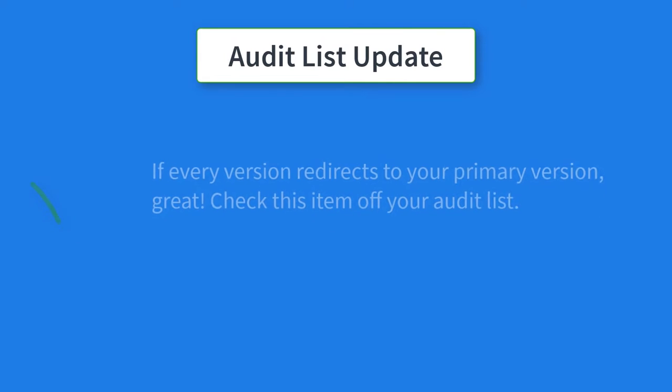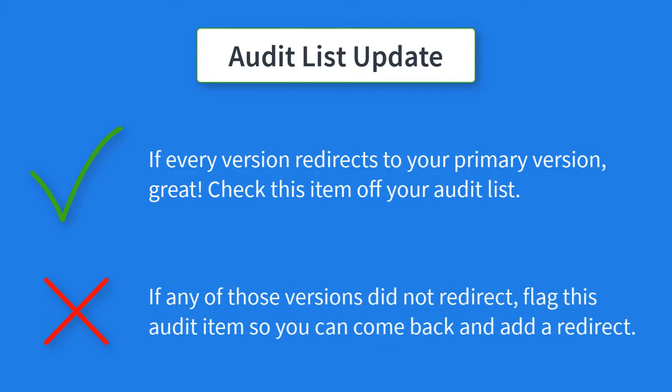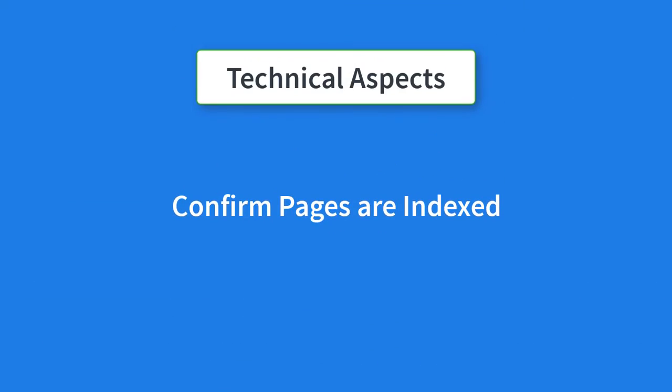Ideally, you do want HTTPS to be the primary variation because you want your website to be secure. There is a minor boost in search rankings for having a secure site. There is no preference between the www and non-www versions. That is completely your preference. Neither option impacts search rankings either way. So to update your audit list, if every version redirects to your primary version, great. Then check this item off your audit list. If any of those versions did not redirect, then flag this item so you can come back and add a redirect.